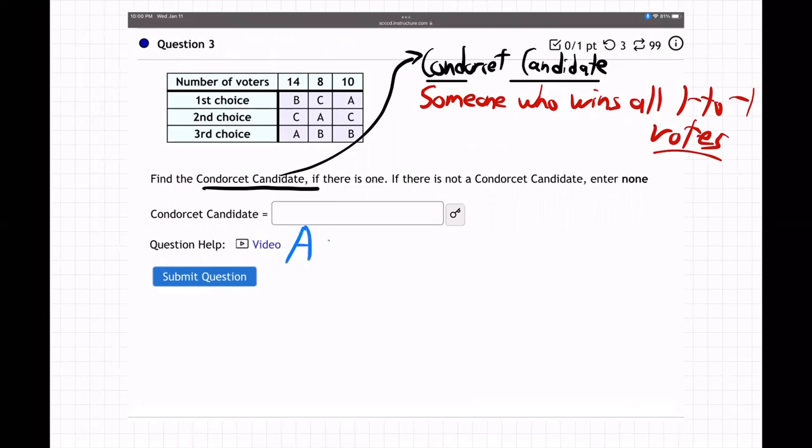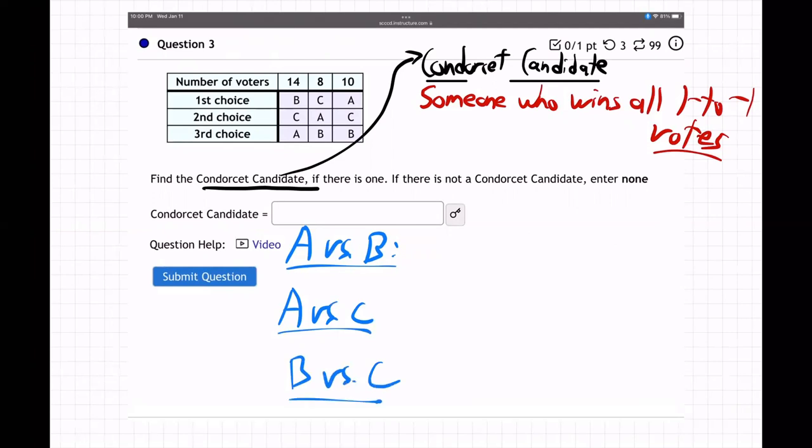So let's first off go A versus B. If this election was just about A and B, then after that we'll do A versus C, and finally we'll do B versus C. You see how that's all the matchups? I just start with A, which can go with B or C, and then B and C can go together. I'm going to find out who wins in all the 1-to-1 matches. Let's call this 1-to-1 matches. It's like tennis or something. Everybody plays everybody 1-to-1. Okay, here we go.